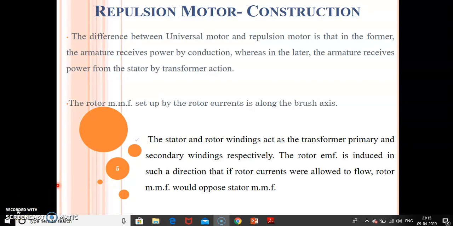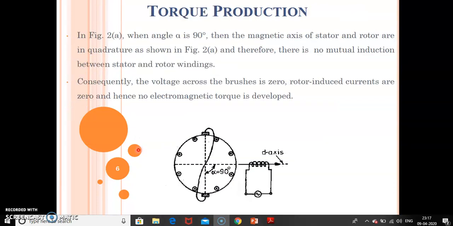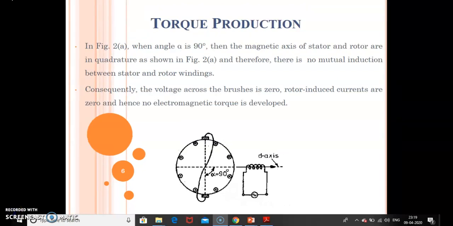The rotor MMF is set up along the brush axis. It is an important point to consider that the rotor MMF is set up along the brush axis, and we have to determine the position of brushes for torque production. So now we will be looking at various positions for the placement of brushes.